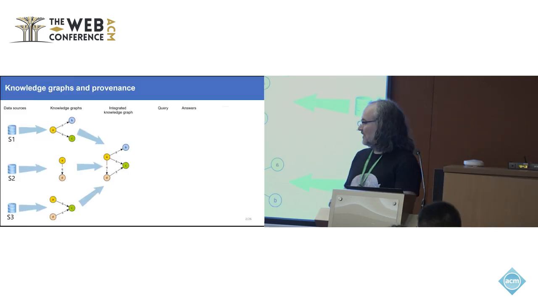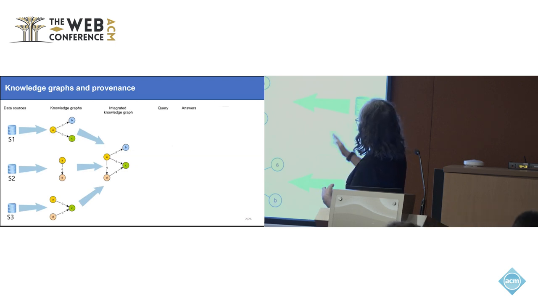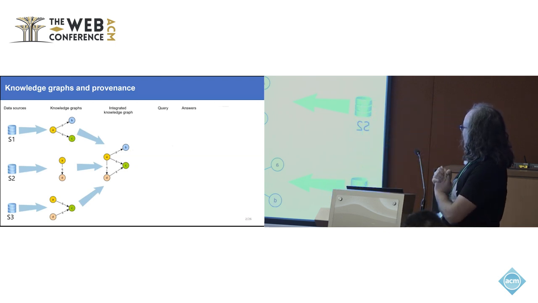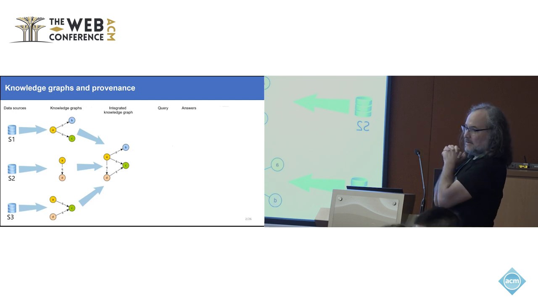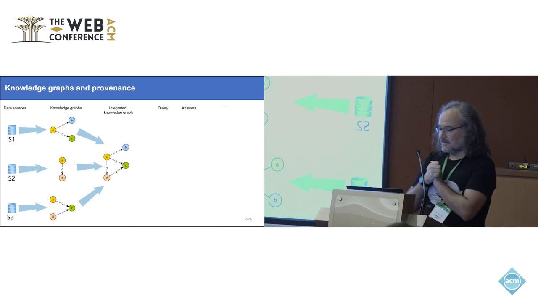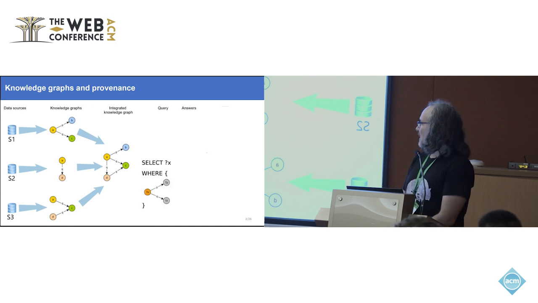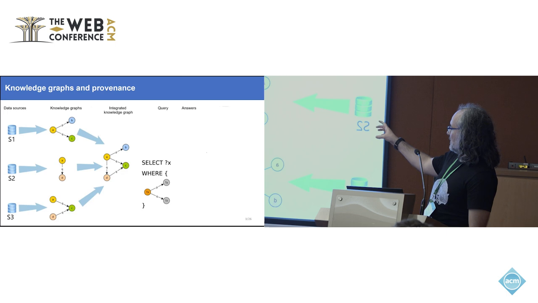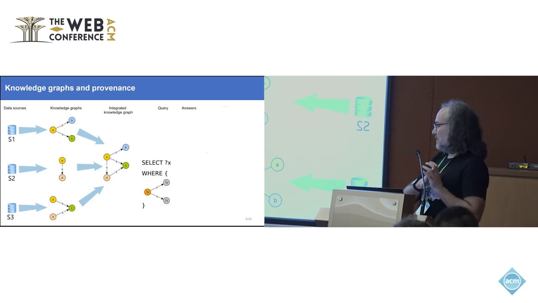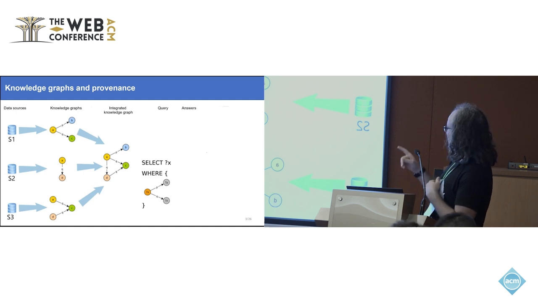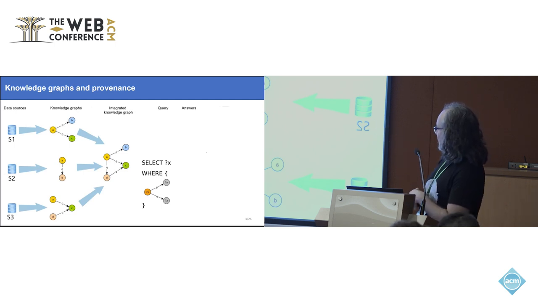Thank you. So to start, let's consider a scenario where we have several sources, and each source has some graphs. We integrate these graphs into one graph, and we want to query this graph. This is an example to show the use case of provenance. Then we have a query, with a select, and in the where clause, as in the case Philip showed us, we have some variables. These variables are intended to match the integrated graph.